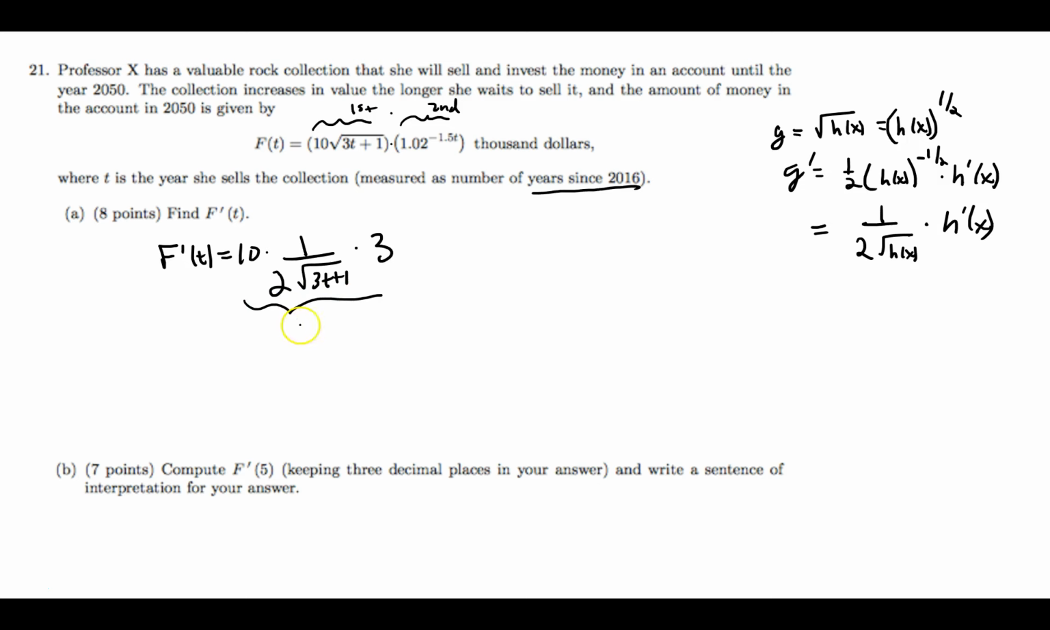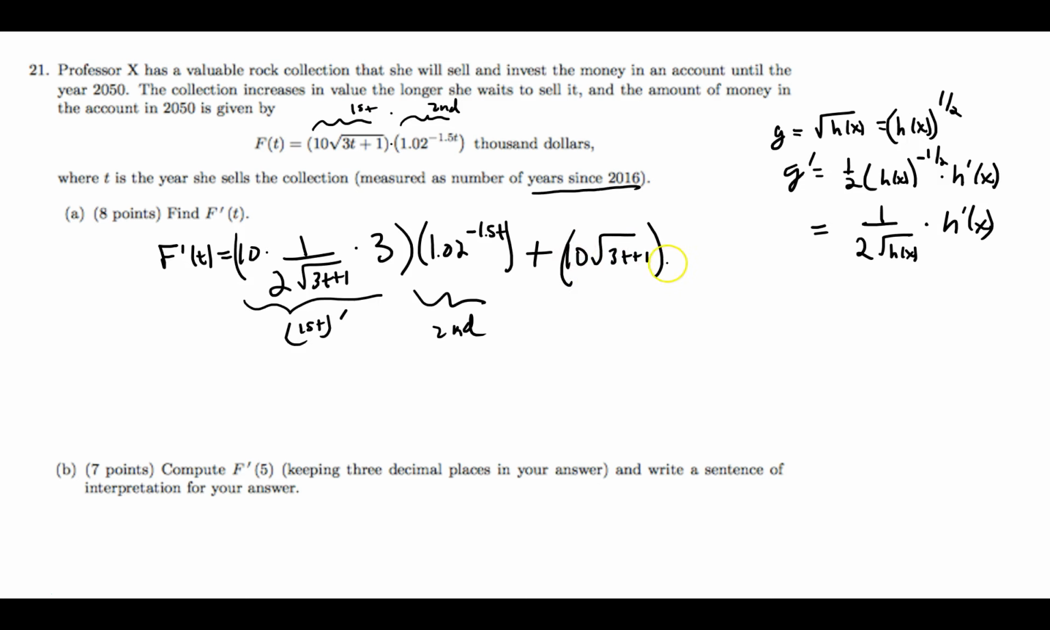All of that represents the derivative of the first. We multiply that by the second, 1.02 raised to the negative 1.5t. Put a plus sign and leave the first alone, and multiply by the derivative of the second.